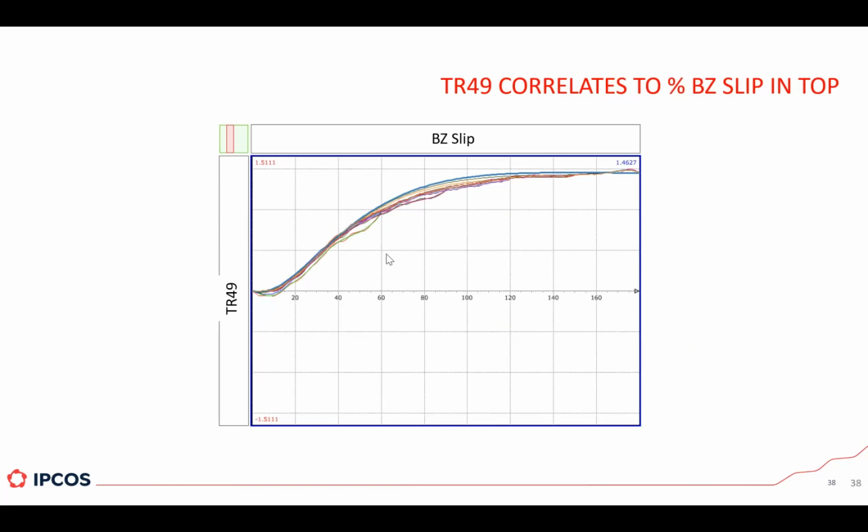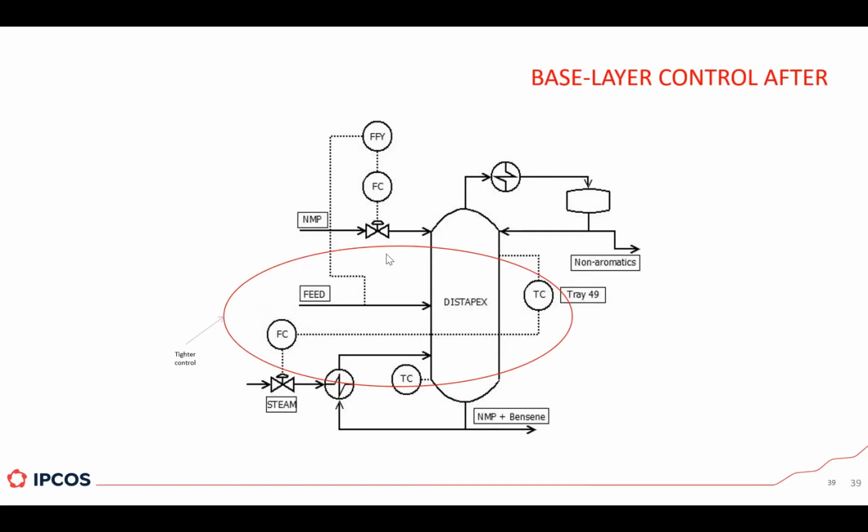What did we find? We found first that, as we mentioned before, the temperature in that tray correlates very well with the amount of benzene that slips in the top, so you need to control it properly. And we also found that, in fact, it is the steam in the bottom that really changes the temperature in the top. And you say, okay, that sounds a bit obvious. And you would argue, yes. But the thing is, you have 49 trays from your bottom to the tray where you measure it.